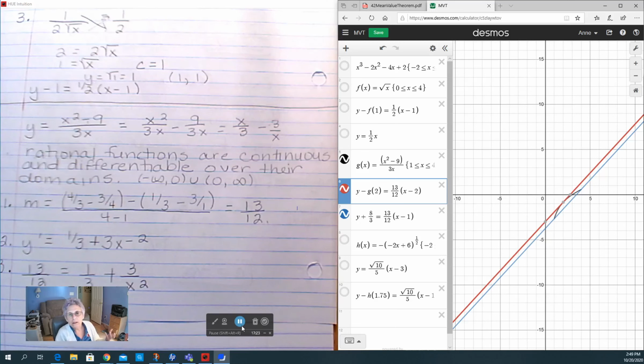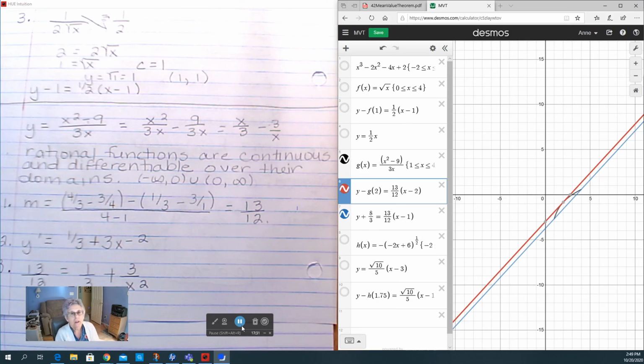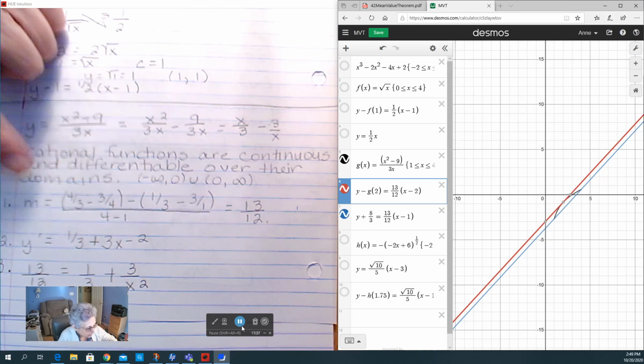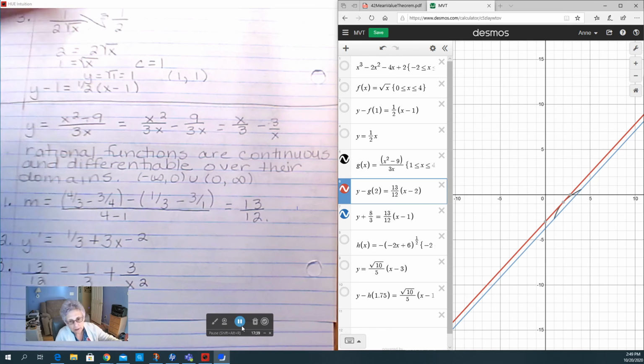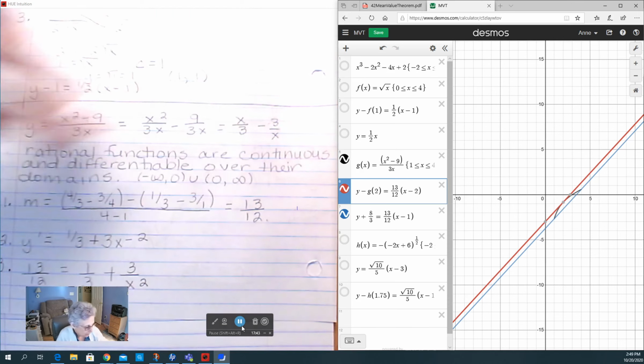I just acknowledge that rational functions are continuous and differentiable over their entire domains, and the domain of this rational function is everything except 0, so we're good to go as far as the hypotheses. I calculated the slope, which I plugged in the calculator. I didn't do all that arithmetic. I got 13 over 12.